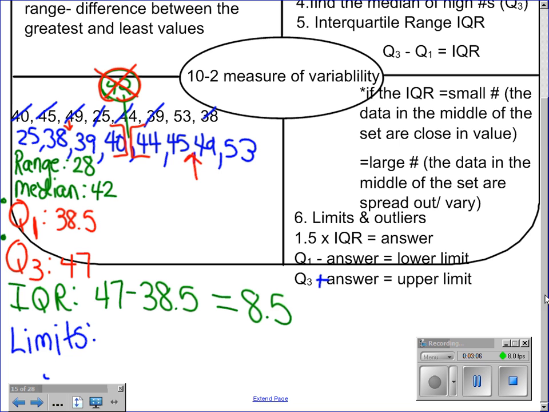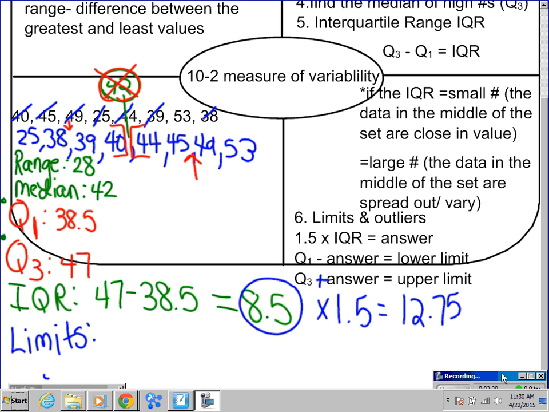Okay. This number will be important because to find what we call our limits, we need to take this and multiply it by 1.5. So if you want to go ahead and do that, 8.5 times 1.5. You can use a calculator. Anyone get that? Give me a second. 8.5 times 1.5. 12.75.